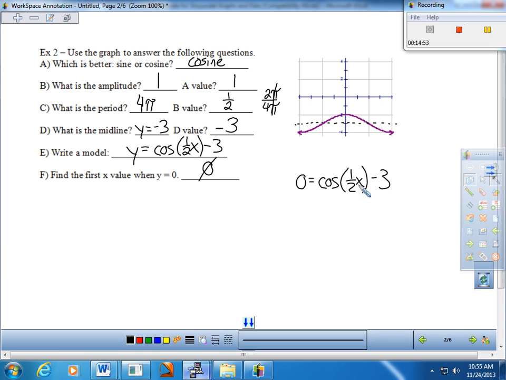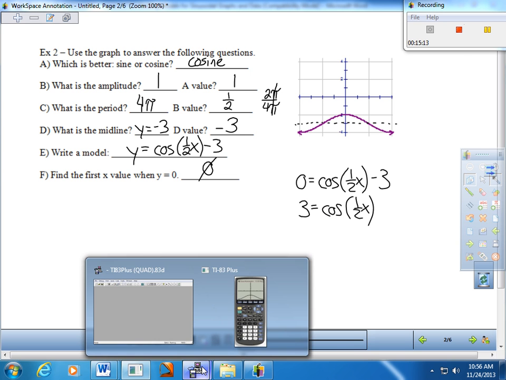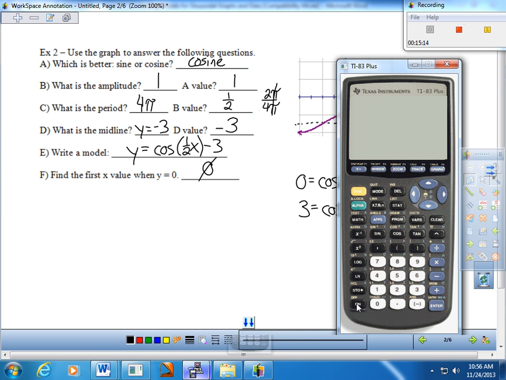And you would solve this equation. You'd get the x by itself, of course, and the first thing you'd probably want to do is add the 3 to both sides, and so you would get 3 equals cosine of 1/2 x, and you would undo cosine. Opposite operation of cosine is inverse cosine, and watch what happens when I try to inverse cosine on that 3. Ready? And notice it doesn't work. I have an error message.